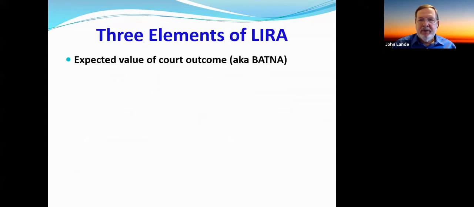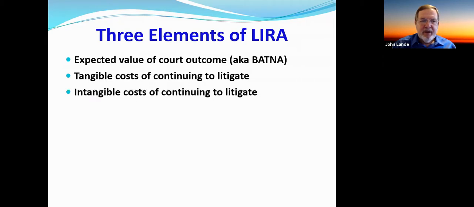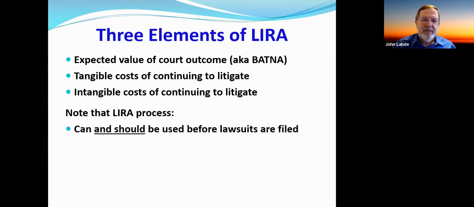So there are three elements of, oh gosh, I've screwed up again. The expected value of the court outcome, it should say the BATNA value, not the BATNA. So that's the first element, is what you expect would happen if you would go to court. The second one is the tangible costs of continuing to litigate. The third one is the intangible costs of continuing to litigate.